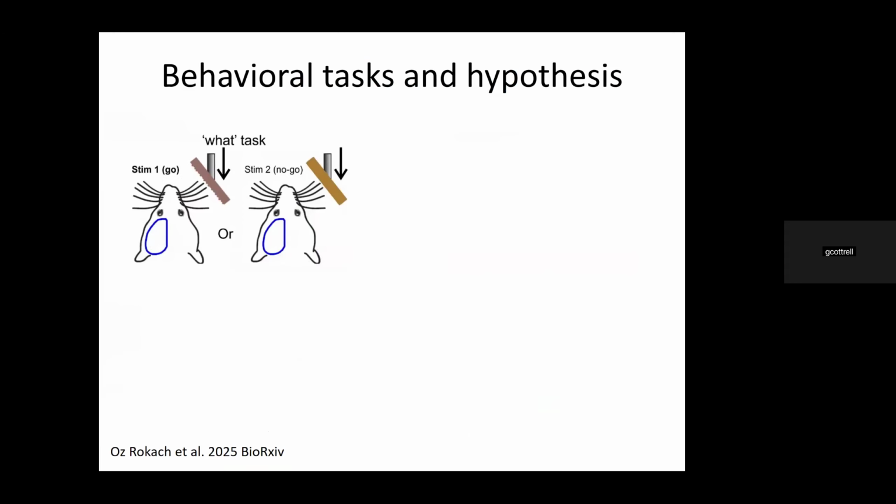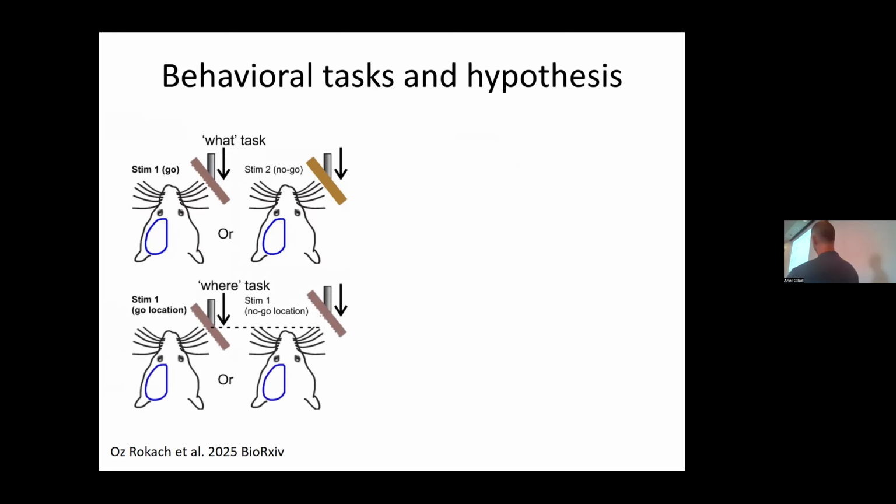So to do this, we trained mice on two different tasks. The head-fixed mice do a what task: the mouse needs to use its whiskers to discriminate between two different textures. Or a where task: the same mouse is trained on another task where it's the same texture in a different position, both positions touching the whiskers. One is a go stimulus, the other a no-go stimulus. And the mice can do both tasks pretty well.